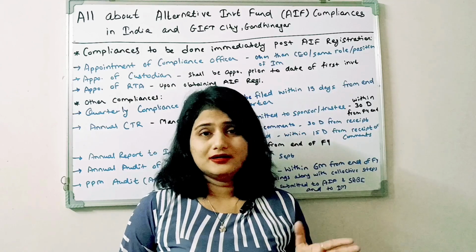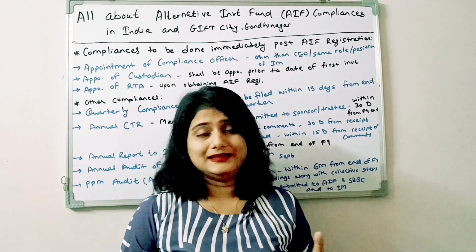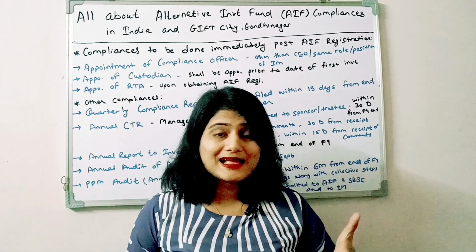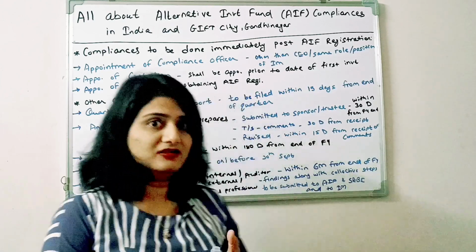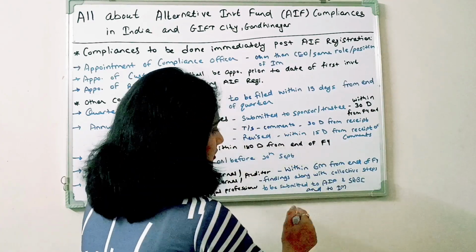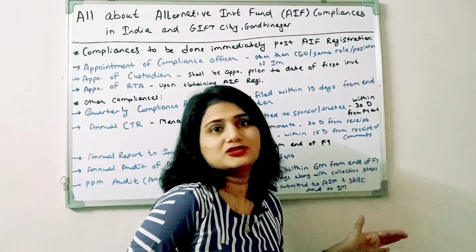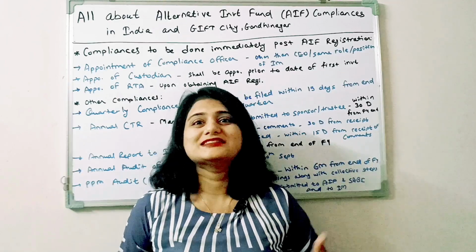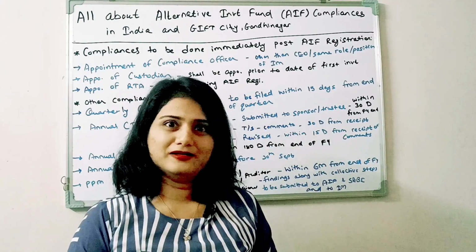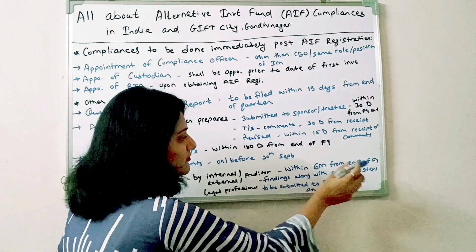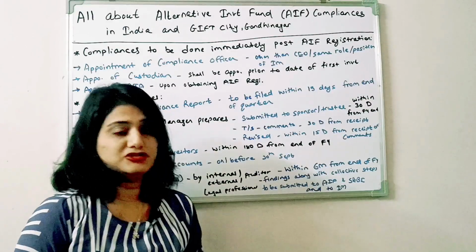That is, if the form of AIF is a company, then to the board of directors. If it is a trust, to the trustees. If it is an LLP, then to the designated partners of that AIF, and to SEBI. Okay, and to the investment manager. Again, if the investment manager is a company, then to the board of directors of the investment manager. If it is an LLP, to the designated partners of the investment manager. So it goes to 3 parties: AIF, SEBI, and the investment manager.